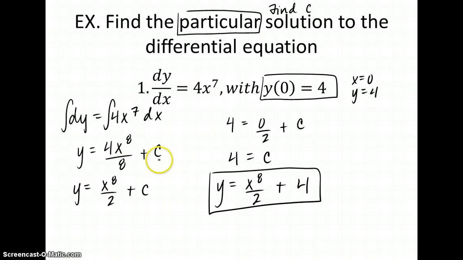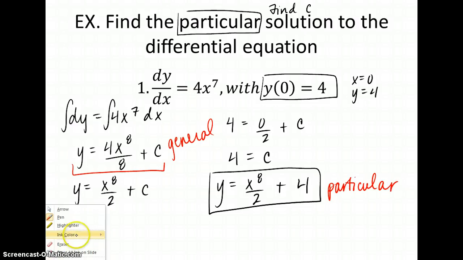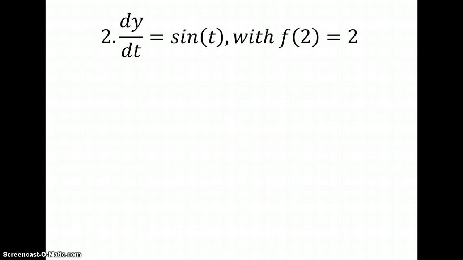So after the first lesson, the antiderivative, we stopped here at plus c. Now we can determine the value of c. So this is the general. This is the particular. Same directions, find the particular solution.